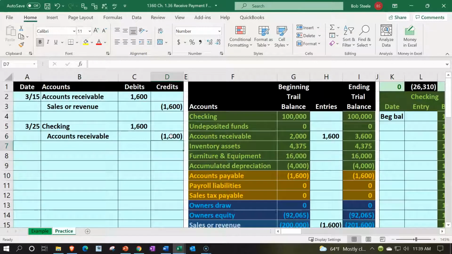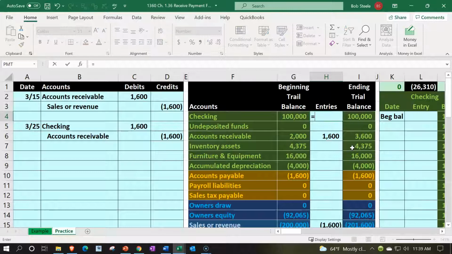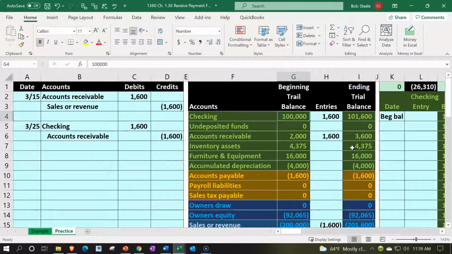There's the debit and the credit. So if we were to post this, we're going to say, okay, we debited the checking account. The checking account would be increasing. Accounts that are assets have debit balances. They typically go up with a debit. So we're going to say this will be equal to that 1,600, increasing the 100,000 by 1,600 to 101,600. Then the accounts receivable is going back down.